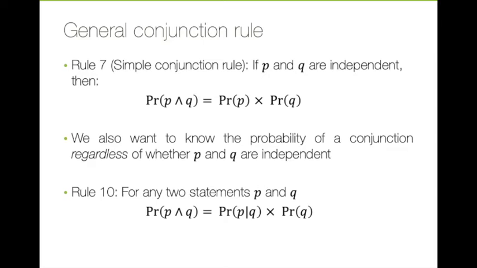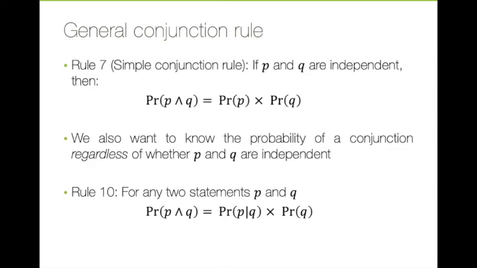Now previously we had a simple conjunction rule that took advantage of this property of independence that we've just spent time looking at. So we know that if P and Q are independent, we get a simple formula for the probability of the conjunction of P and Q. So Rule 7 told us how to calculate a conjunction on the condition that P and Q are independent. We can just multiply the probability of P with the probability of Q. But what if that condition doesn't hold? What if P and Q aren't independent? Or if we just don't know whether they are or not?